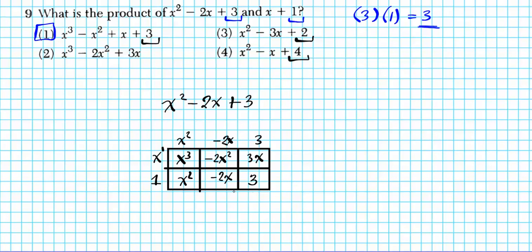Okay, now if you take a look at what we have here, can you see what the constant is? 1 times 3, 3, which is what we said over here. So the answer is option 1. But let's finish this off, okay?